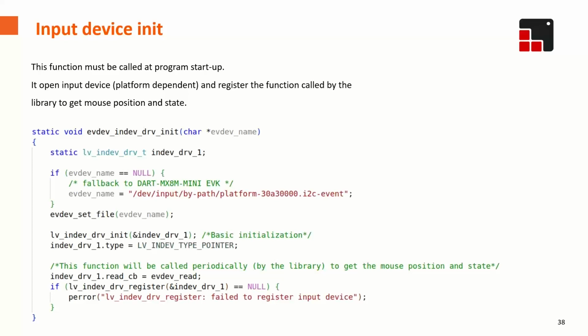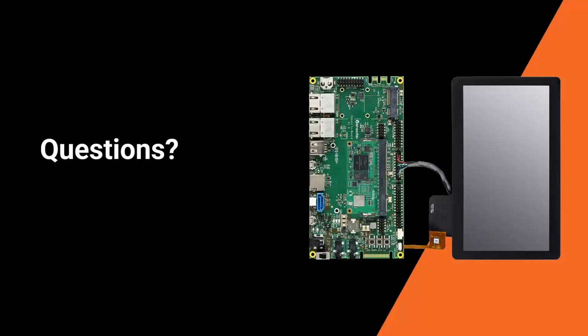Our application allows you to provide it as an input, but in any case, if you don't provide it, there will be a fallback. You set the frame buffer, you set the event device name, and you initialize it, setting it as the default pointer. This is about what we were saying, the input device init. Okay, this closes the very preliminary introduction of LVGL.